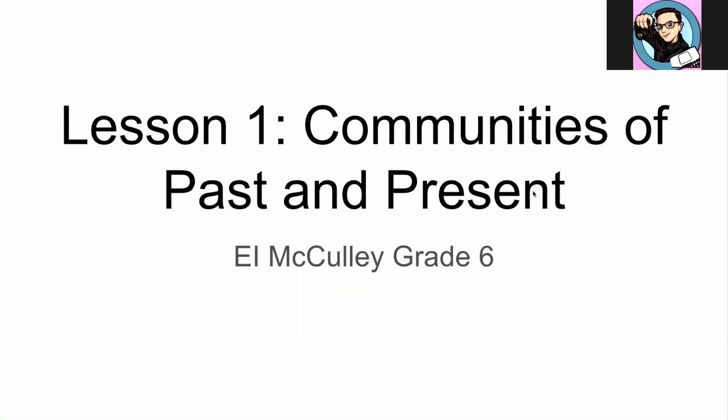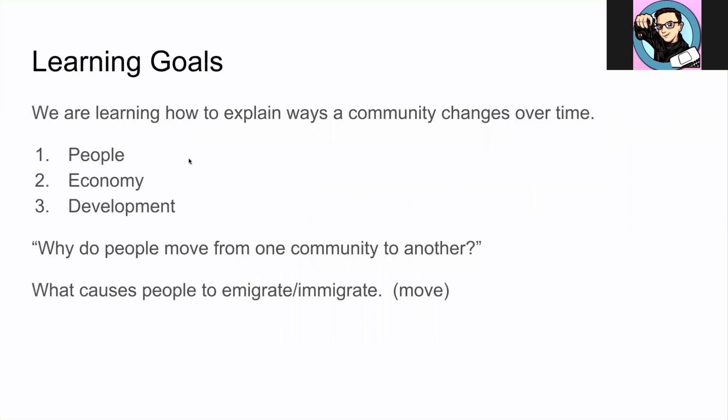So in lesson 1, we're going to be talking about communities of the past and present at EI McCully in grade 6. So again, we're comparing communities of past and present. That's what the goal is for today's class. So let's have a look. The learning goals are, we're learning how to explain ways a community changes over time.